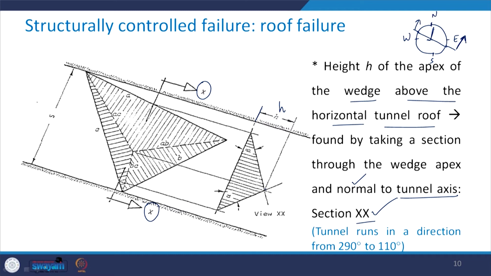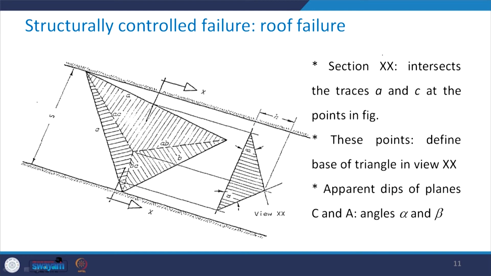So, here you can see that this section xx intersects the traces A and C at these points. You see here this is your section xx, and it is intersecting the trace A at this point and trace C, which is this one, at this point. So, these points define the base of the triangle when we have the view in this direction, which is xx. That means when you look in this direction.